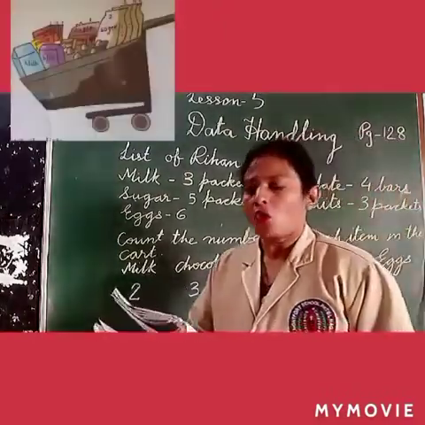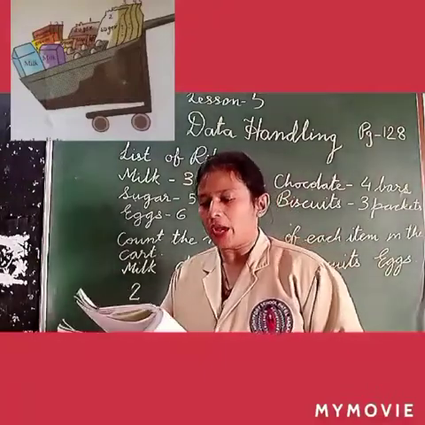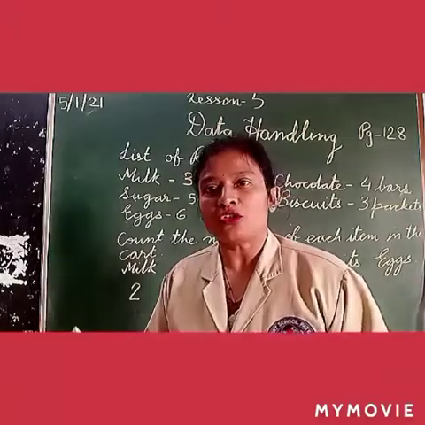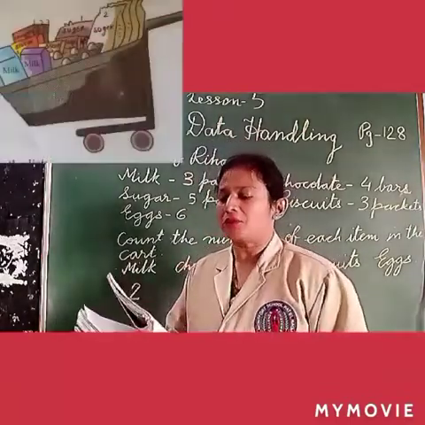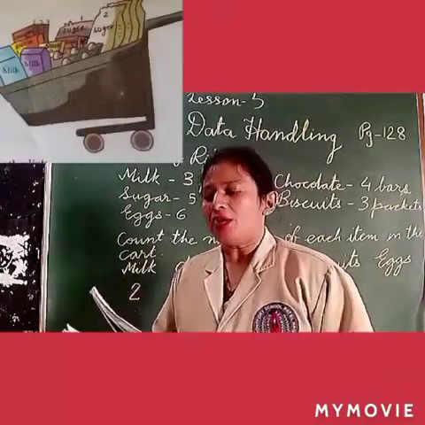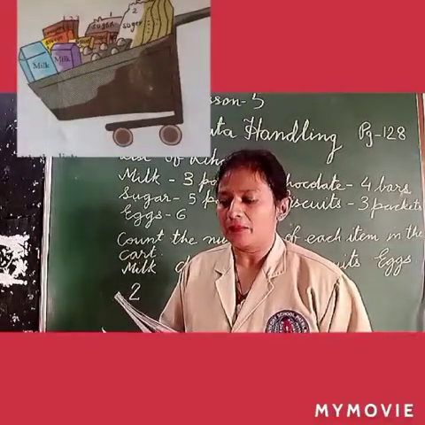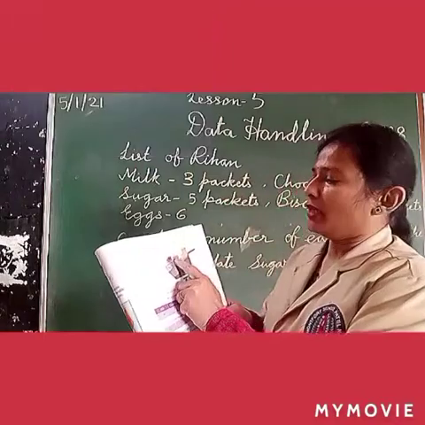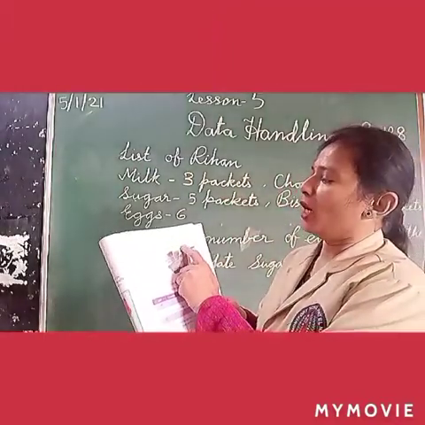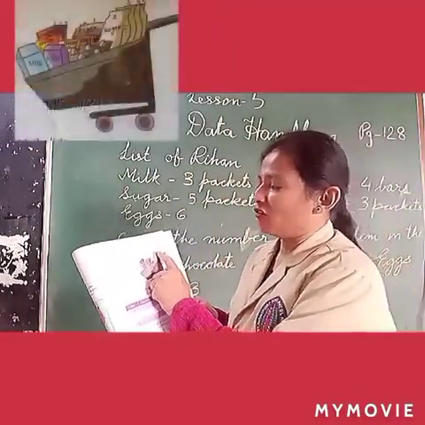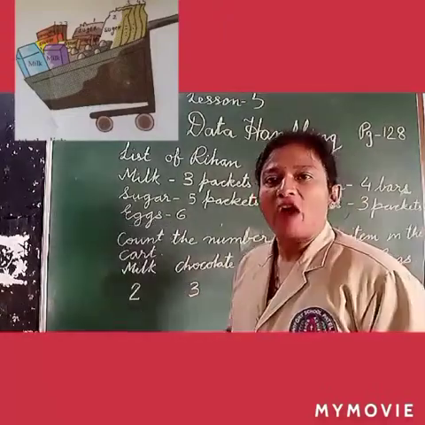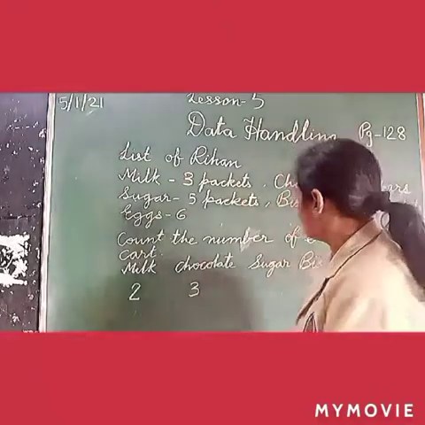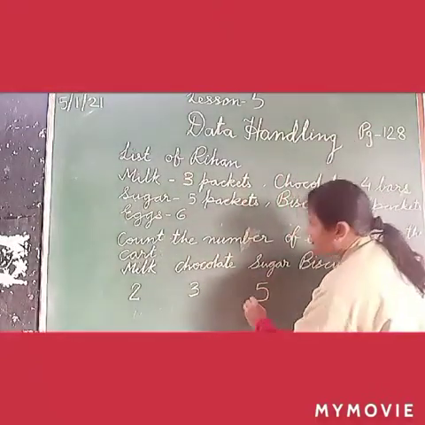Now come to the third one, that is sugar. Here also different colors of packets are kept. One is brown and others are white and green. If we count like this, 1, 2, 3, 4, 5. Then we can find that 5 packets of sugar are there. So we will write 5.